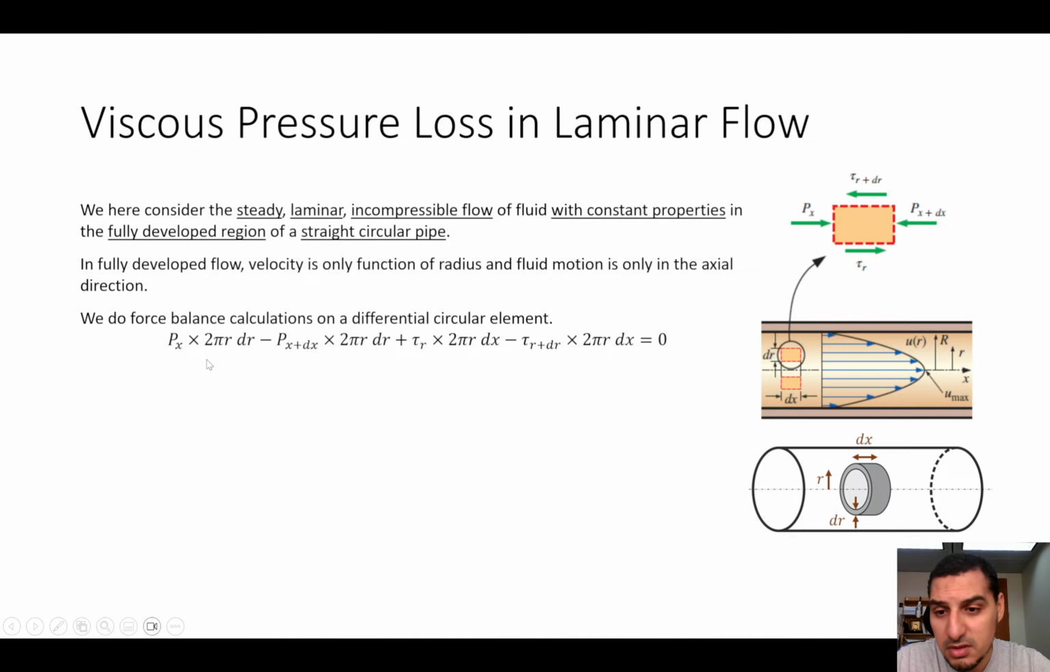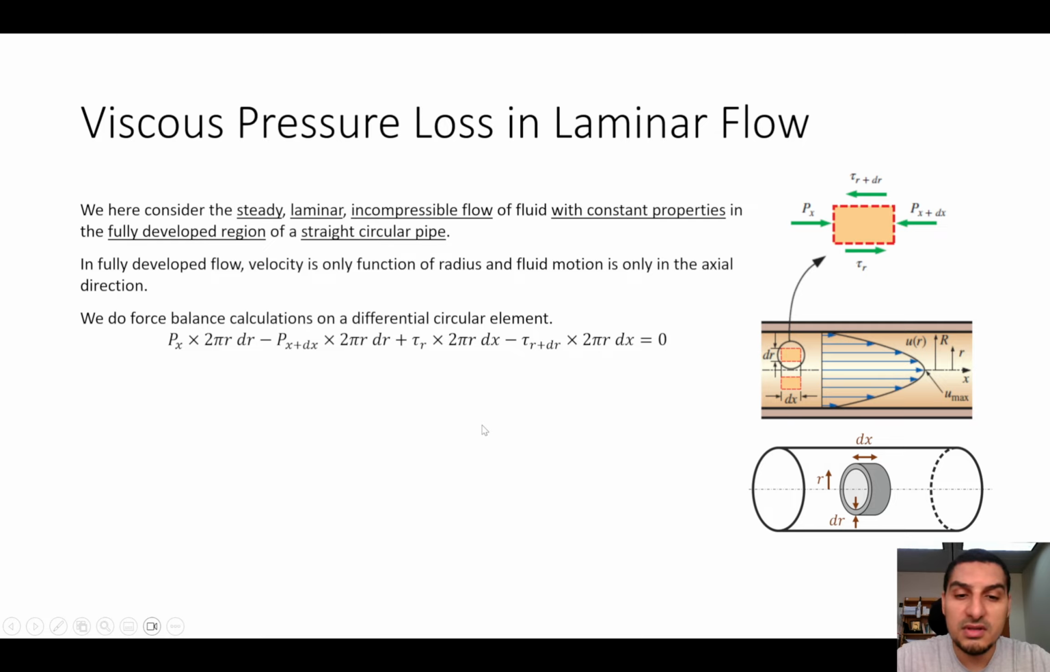The pressure at x is multiplied by 2 pi r dr, and the pressure at x plus dx is also multiplied by 2 pi r dr, and the tau, which is the shear stress at radius r, is multiplied by 2 pi r dx, and at r plus dr is multiplied by 2 pi r dx. Okay, so this is the force balance. Of course, what is in the positive x direction is positive, what is in the negative x direction is negative. That's why we have this negative p at x plus dx and negative tau at r plus dr.